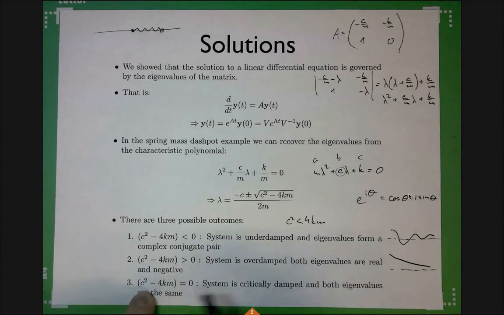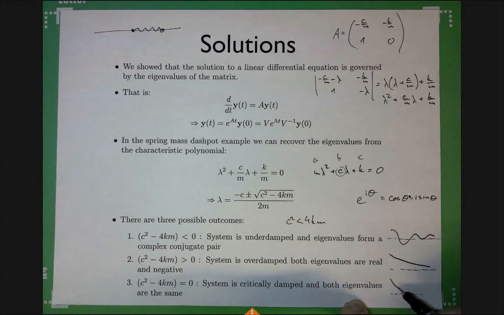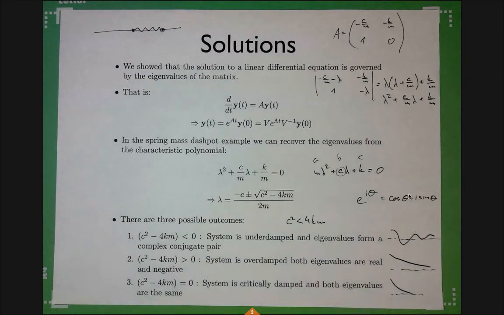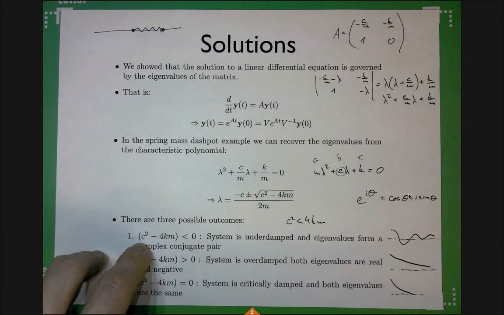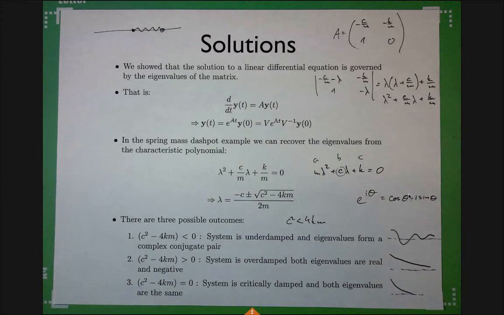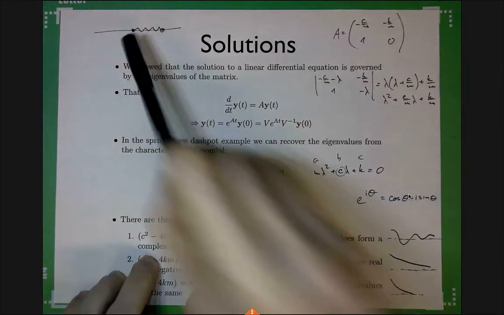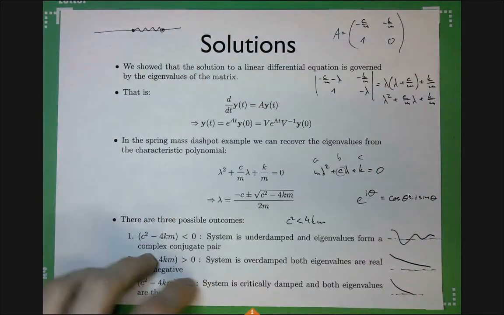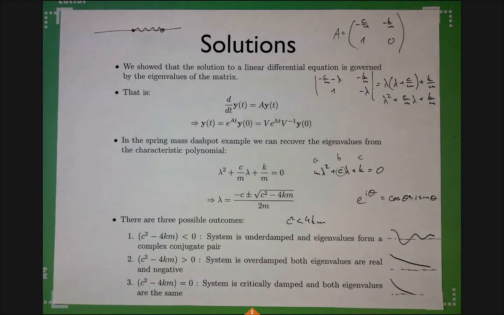The interesting edge case is when it's exactly equal, and that's called critical damping. That means that it will get to the rest state as quickly as possible without oscillations. Oh, by the way, what would happen if c was zero, if I didn't have any damping? It would never stop. It would just be bouncing all the time for eternity.